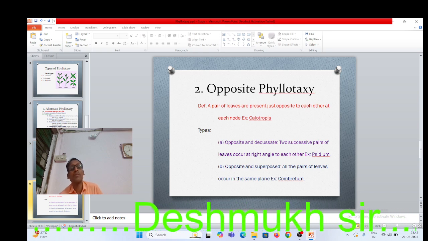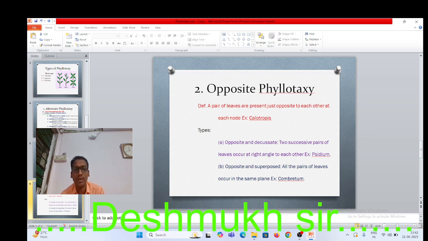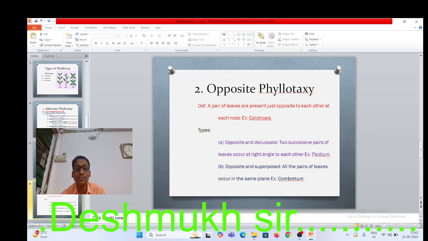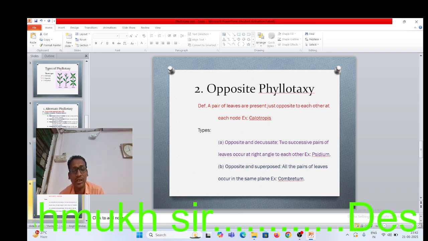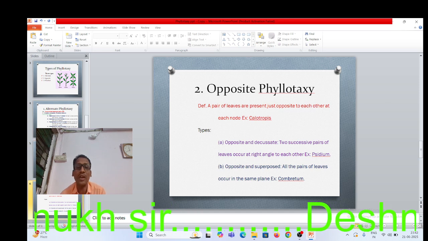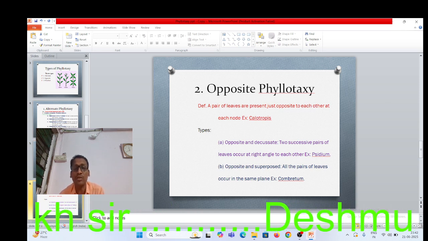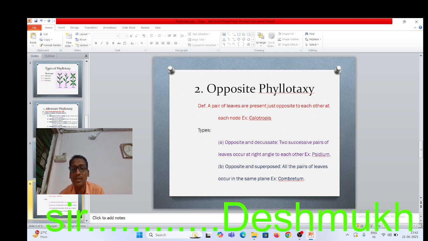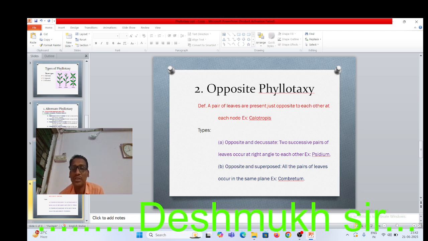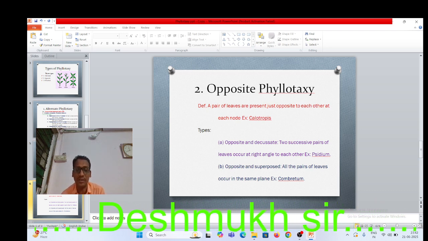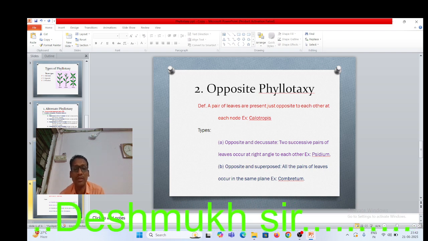In this particular opposite phyllotaxy there are two kinds. The first one is nothing but the opposite and decussate. Two successive pairs of leaves occur at right angles to each other, that is going to be called decussate phyllotaxy. And the best example is nothing but Psidium or in case of Calotropis. So there is a presence of decussate phyllotaxy.